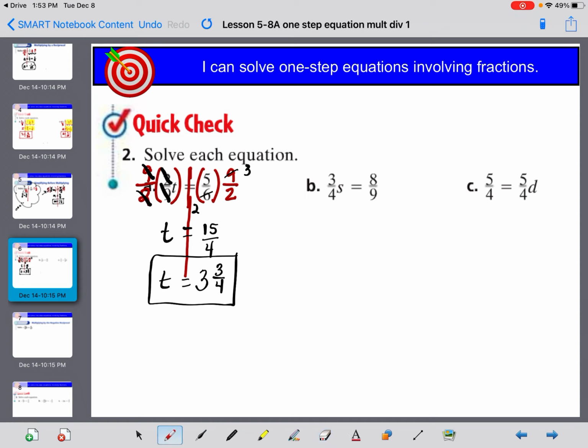Letter B. Three-fourths S. Oh, let's do this. I would like you to pause the video now and try these two on your own, focusing on multiplying by the reciprocal.